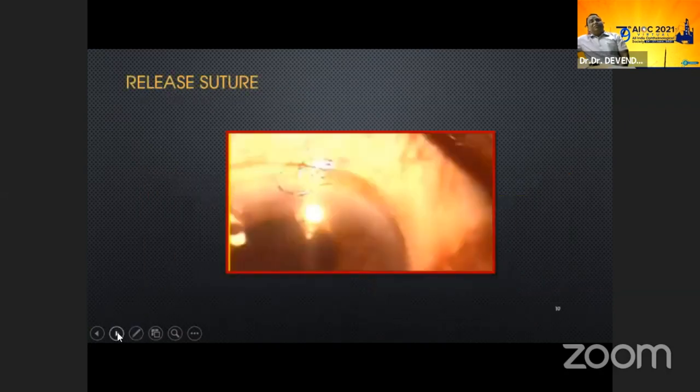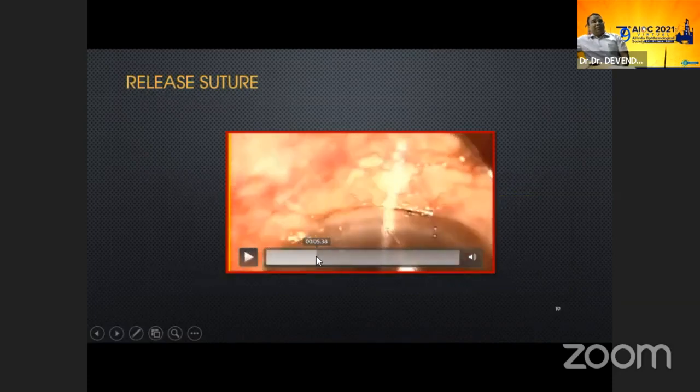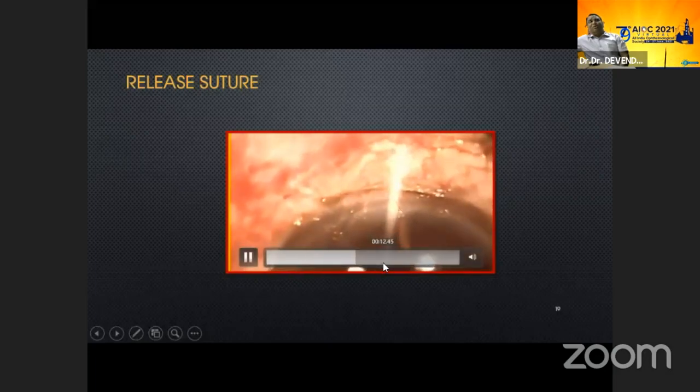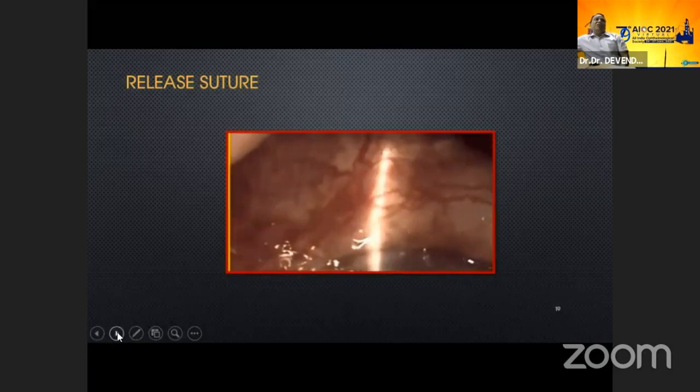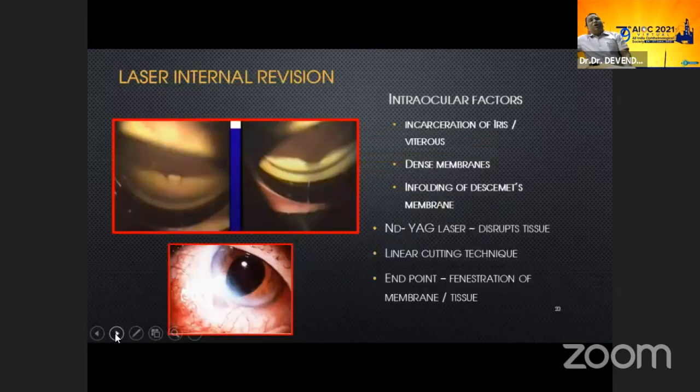Then coming to releasable sutures: if you don't have the facility of green laser, some people use releasable sutures, either one or two, and the suture has to be released within a month. Again, see on the slit lamp, you just pull it out with the forceps, and the suture has come out. If the bleb forms, well and good. If it didn't form, then again you have to do ocular massage.